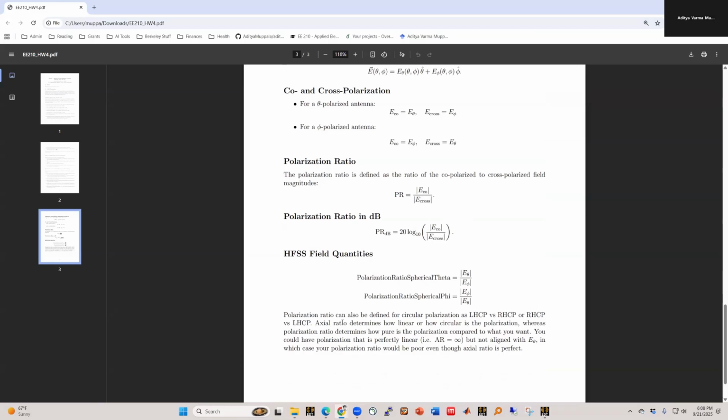And it's important to know both of them, right? For example, you can have infinite axial ratio because you have polarization along E theta. Sorry, because it's linearly polarized. But let's say it's not polarized along E theta or E phi and somewhere in between, right? Then the polarization ratio would be low. So it's important to also mention polarization ratio because that in some sense defines how pure your polarization is compared to what you want.